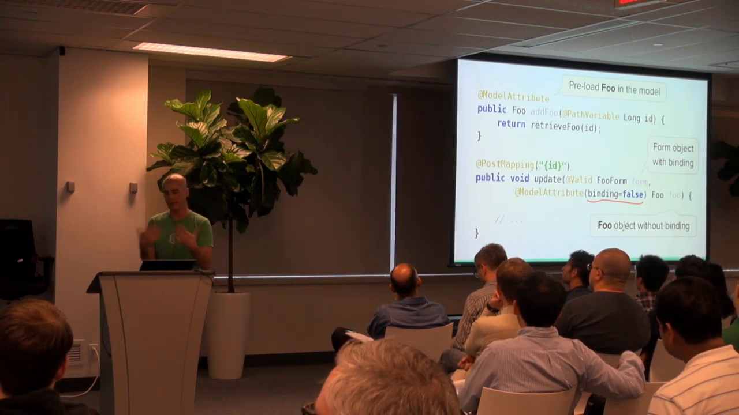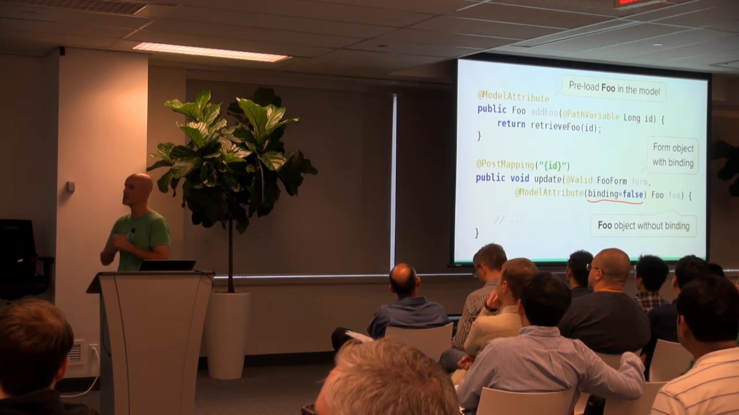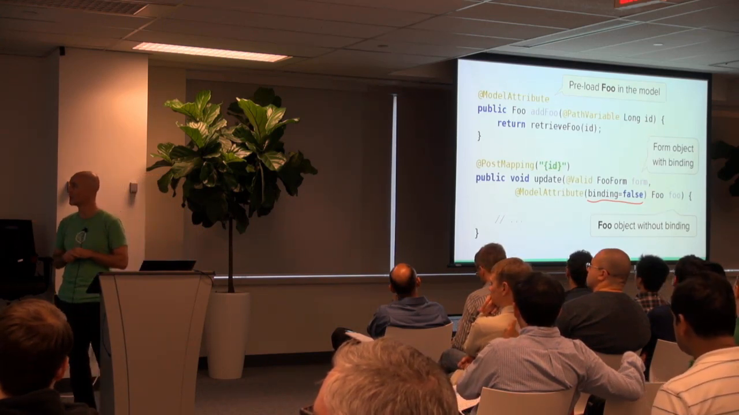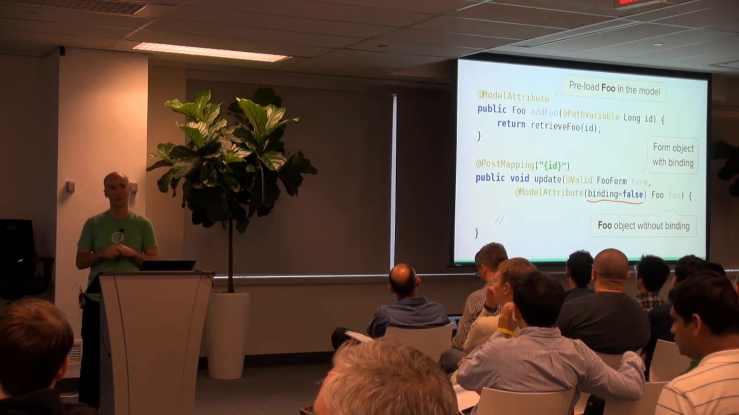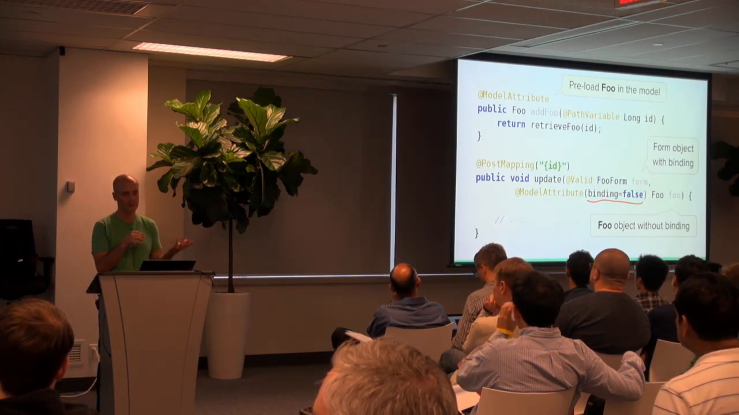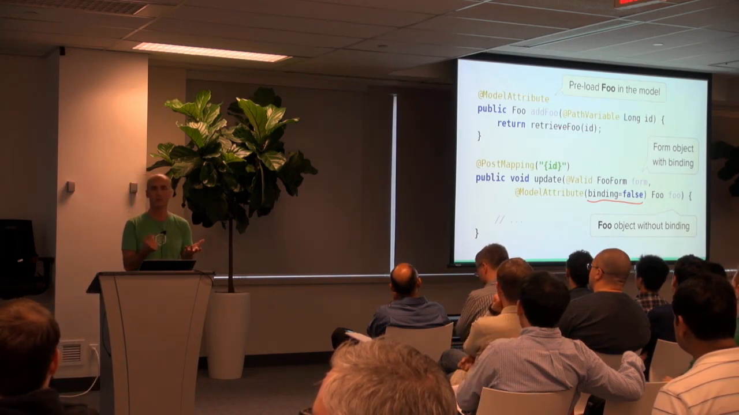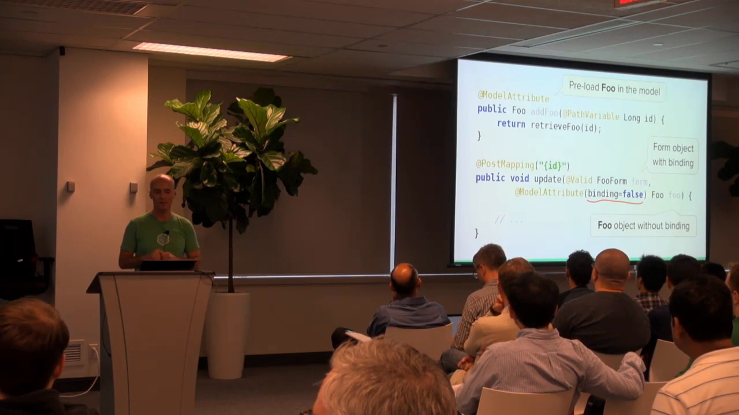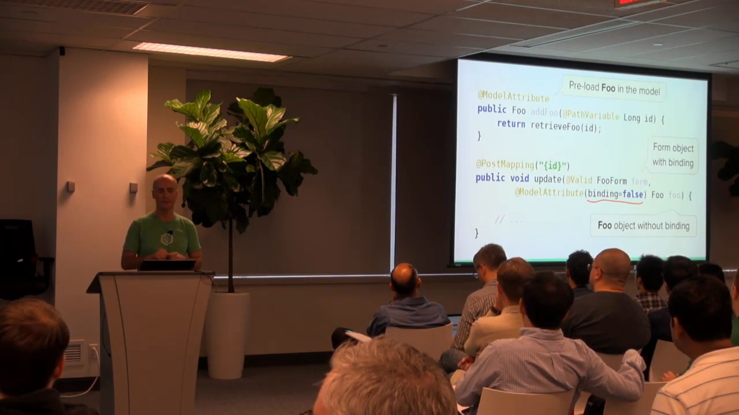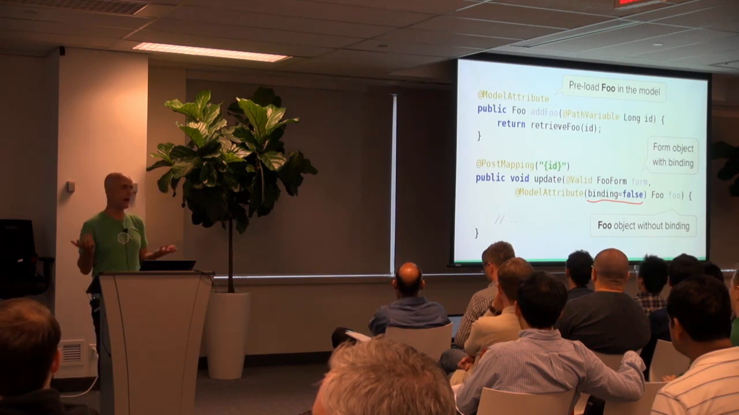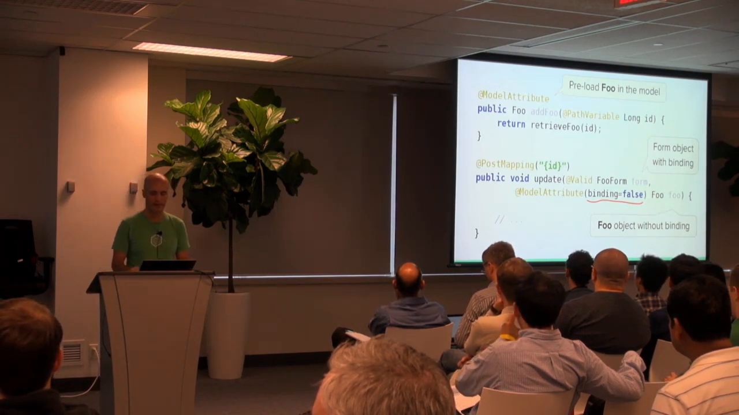And that happens automatically, but there are situations in which that's not actually what you want. Like here, the foo object is not what you want to bind to the request. That's just something that you preloaded. But separately, you have a foo form, an object that represents the form data that's coming from the browser. That's what's going to be automatically bound to the request. So there is a way now to basically say don't do any binding.